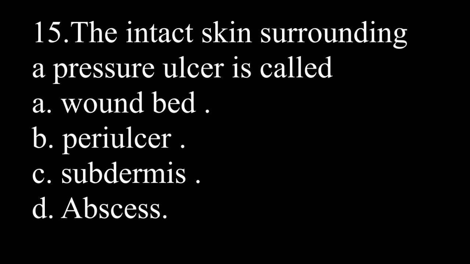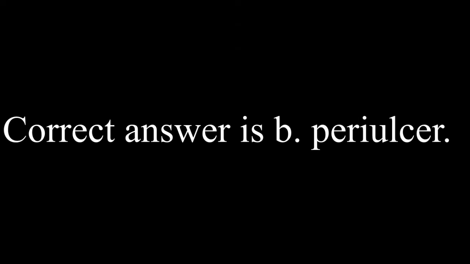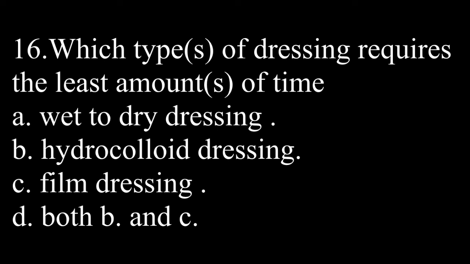15. The intact skin surrounding a pressure ulcer is called A. Wound bed. B. Peri-ulcer. C. Subdermis. D. Abscess. Correct answer is B. Peri-ulcer. Peri-ulcer refers to the area around the ulcer itself that is still intact and unaffected by the ulceration.